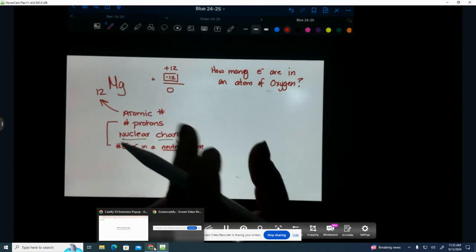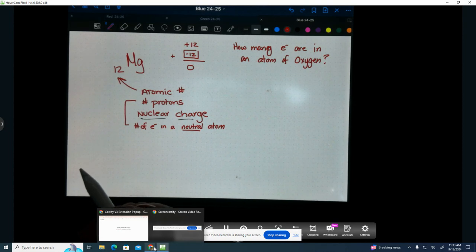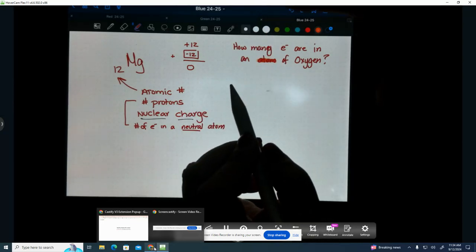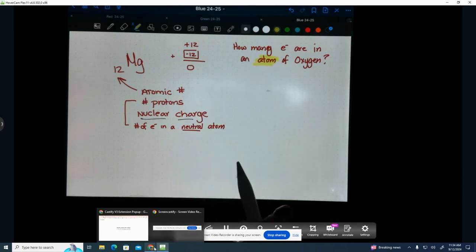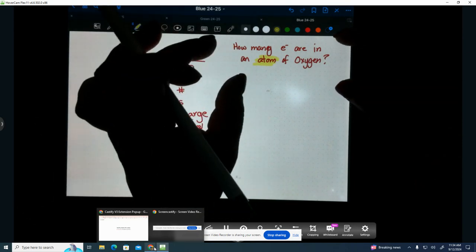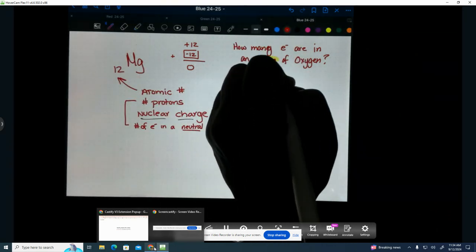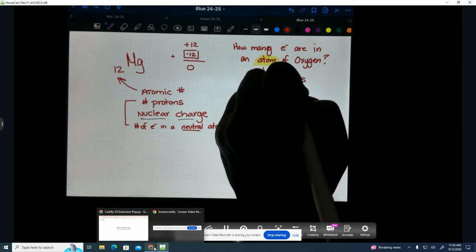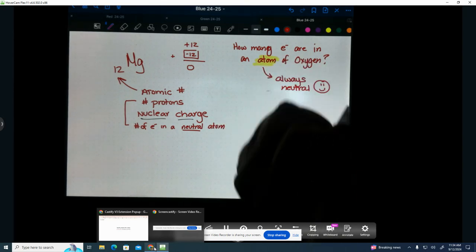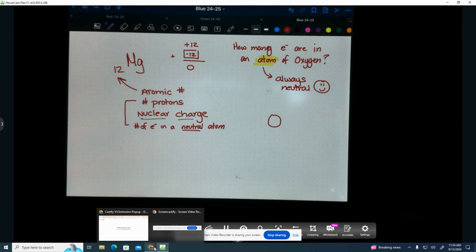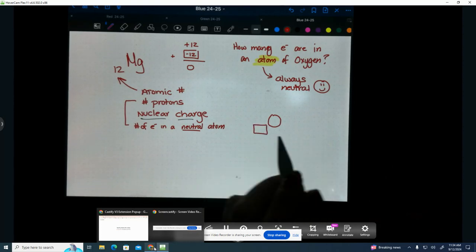So if it says it's just an atom, it's going to be neutral. I want everybody to understand that if it says the word atom, you need to know that that means neutral. Okay, so we're going to dissect this question. How many electrons, so we're looking for electrons, in an atom, always neutral, of oxygen. So now we know that oxygen has the symbol O because it's one of the 35 that I asked you to know. It's a nice easy one. What number goes in the bottom left-hand corner for this oxygen?